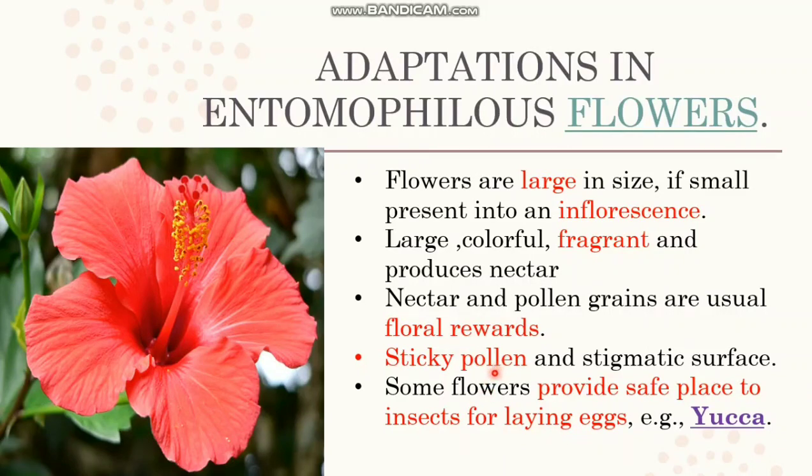The pollen grains are sticky and spiny. So once an insect visits the flower, they stick to the body of the insect. Now, in some flowers, instead of giving nectar or pollen grains, they give some other rewards to the visiting pollinator. Like in Yucca and Amorphophallus, they provide a safe place to insects for laying their eggs. Their ovaries are the place where they deposit their eggs, and in this way their life cycle gets completed.